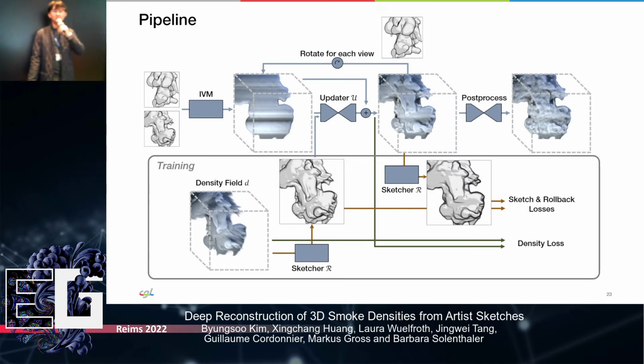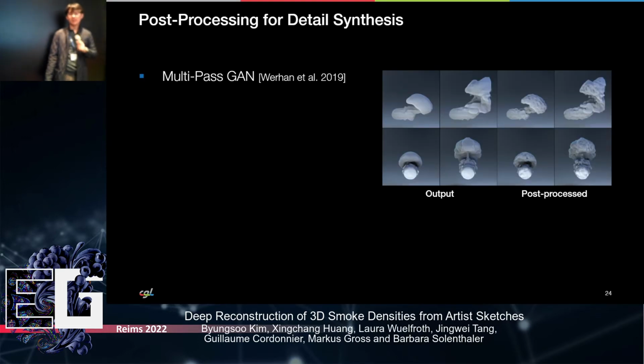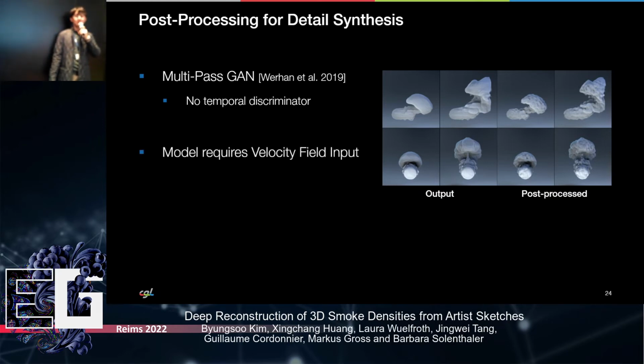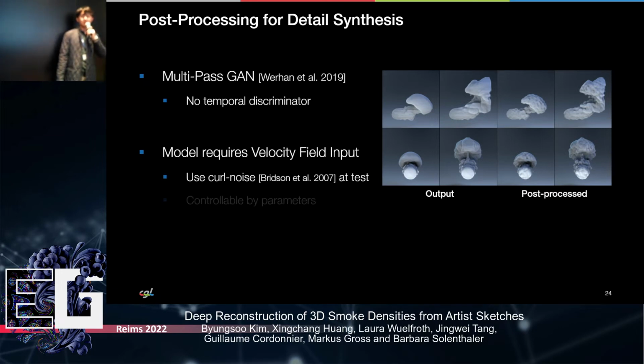And at the end of our refinement, we use a second network to synthesize a flow of details onto the reconstructed density. This will help artists to alleviate the necessity of drawing small-scale structures, which is to enforce simplicity, one of our fluid sketch principles. We use the architecture of multipath GAN without using a temporal discriminator, as we focus on individual keyframes without taking care of any temporal consistency. This model requires an underlying velocity field in addition to the density field, so we create a synthetic flow field using kernels at test time. Note that it also gives us controllability by parameters.